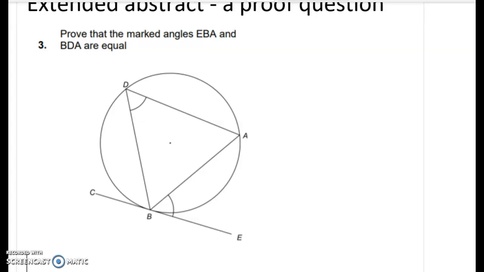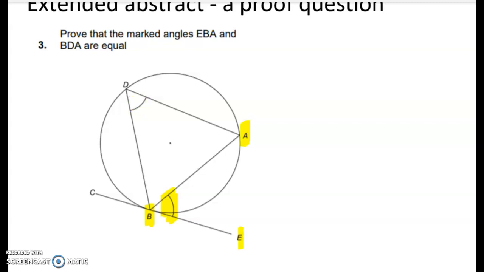Now, when you first start doing proof questions, which is what we're just about to start on, they seem really weird. There are no numbers, and we just have to work very logically to show that something must always be true. So in here, we've got to find out first what we're trying to do. Well, we're trying to show that the marked angle EBA, so here's E, B and A, must be the same as angle BDA over here.